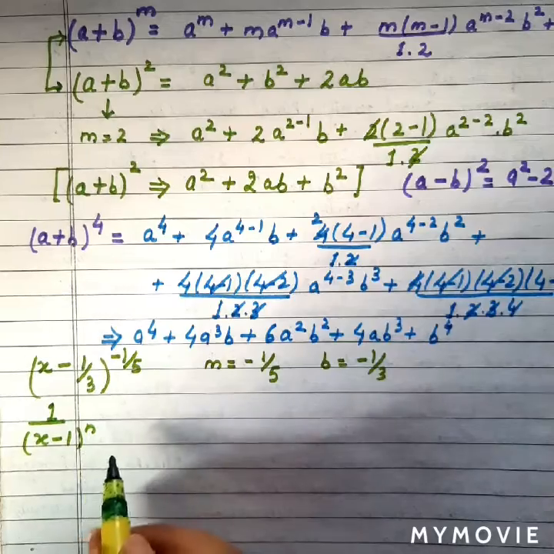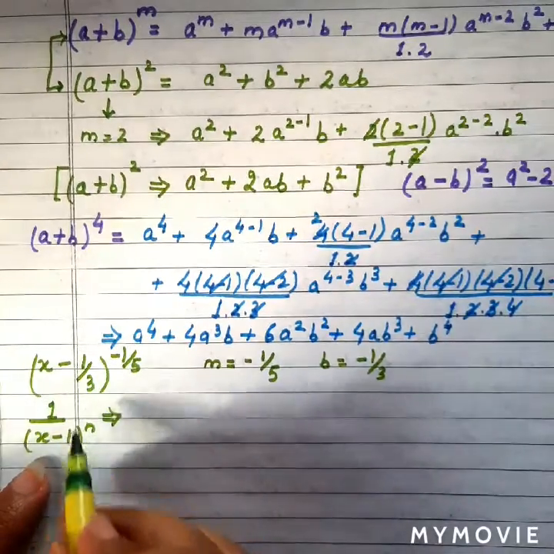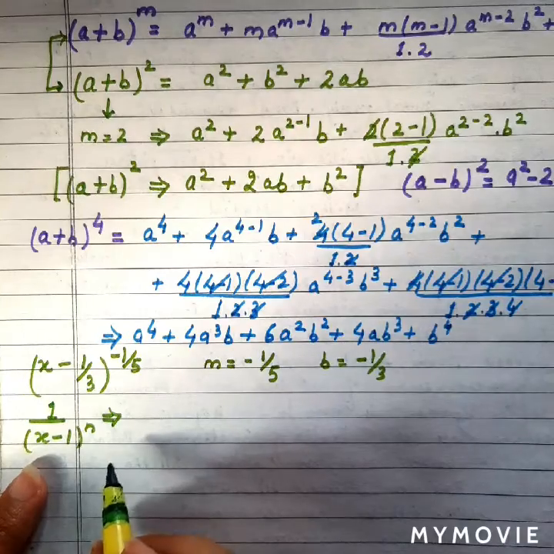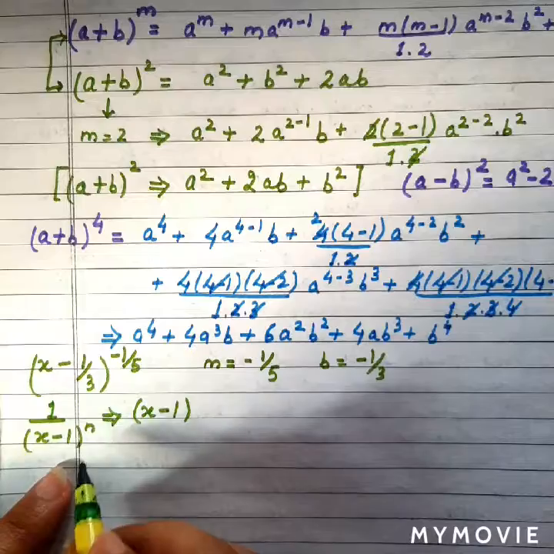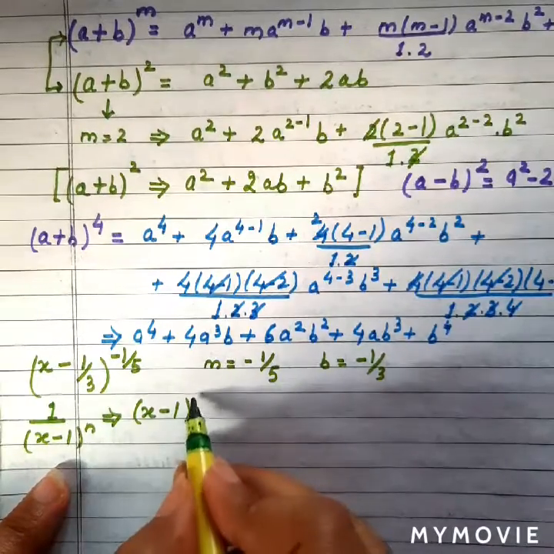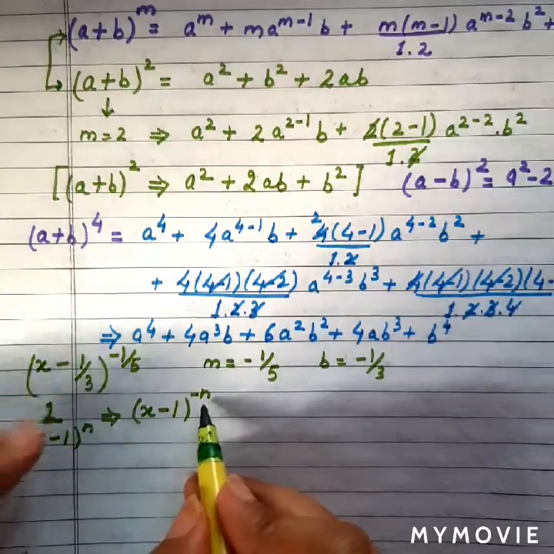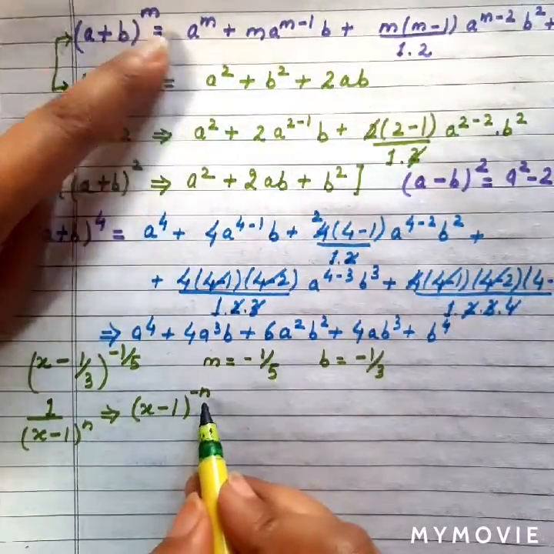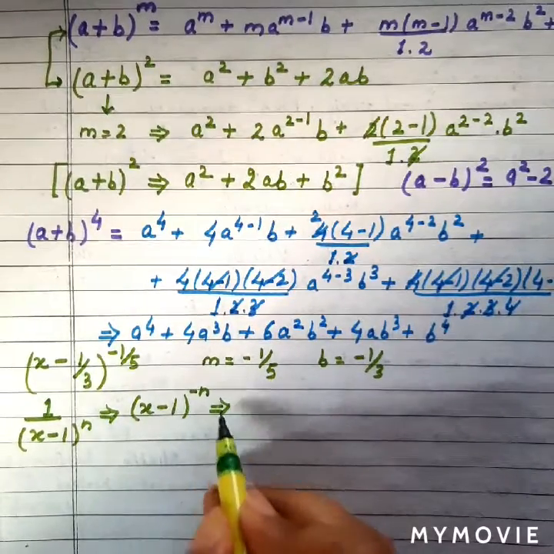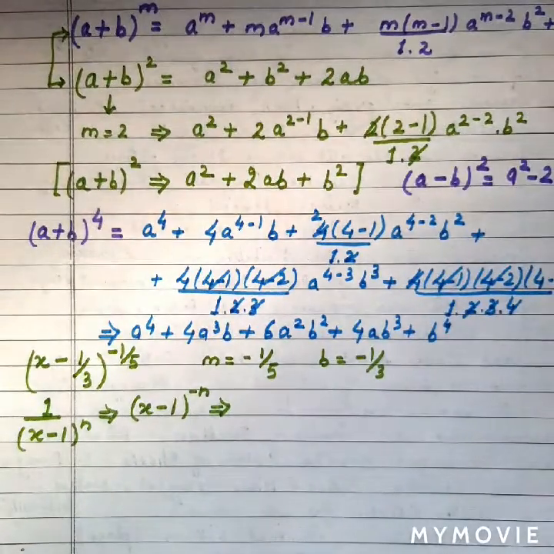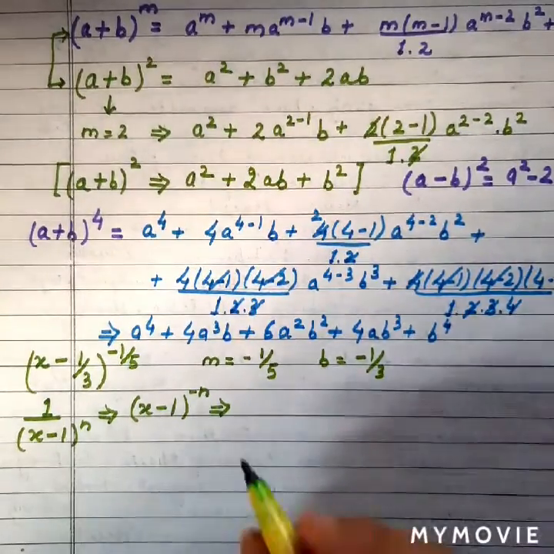And then I would like to take an example of how to solve 1 upon x minus 1 raised to power n, right? So first of all, we will take this denominator upside, and it will turn into x minus 1. When this power goes up, this will become negative. So here m is equal to minus n, right?